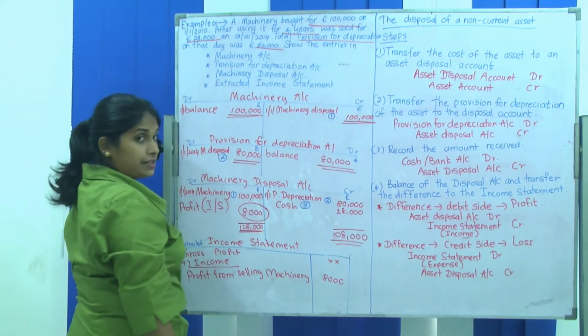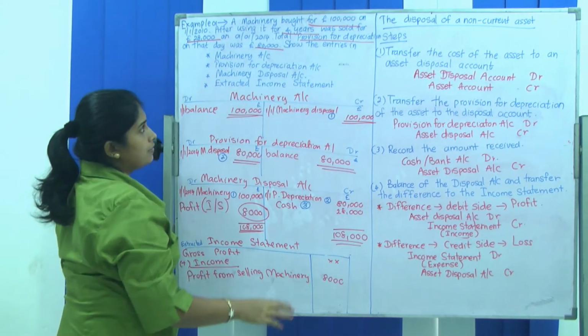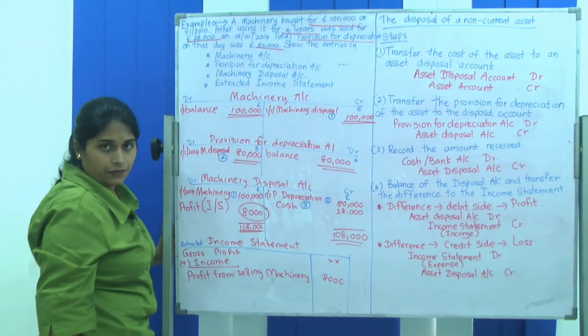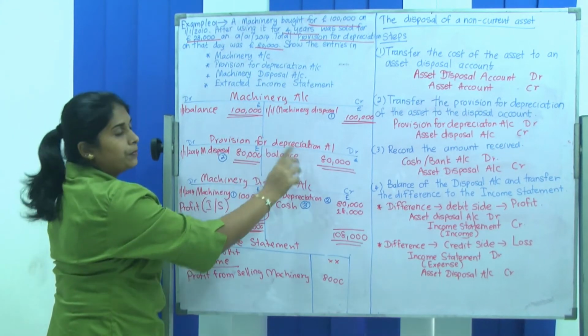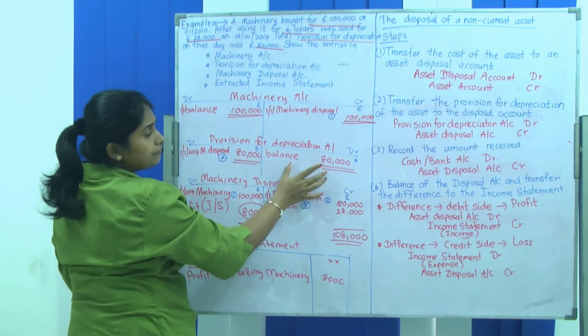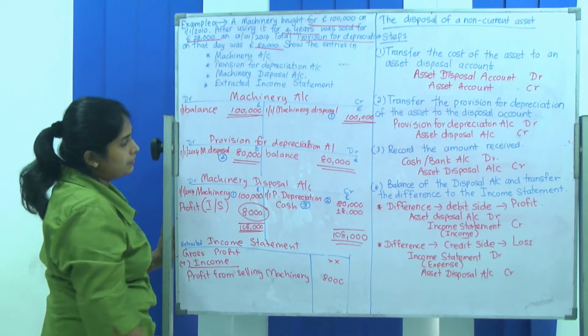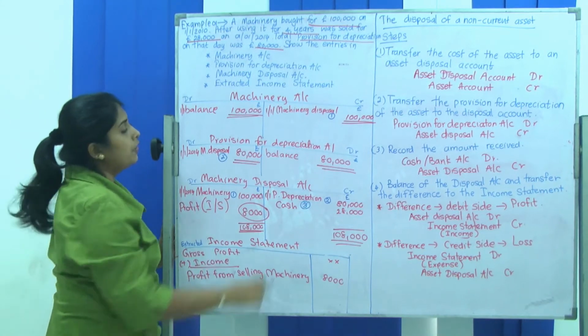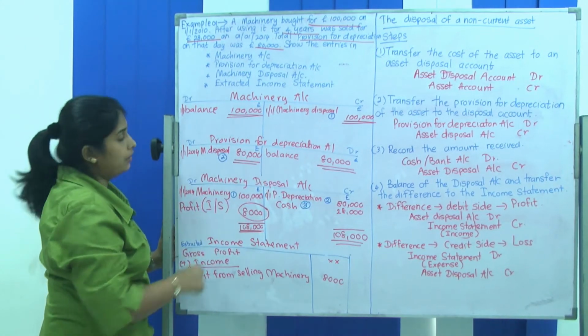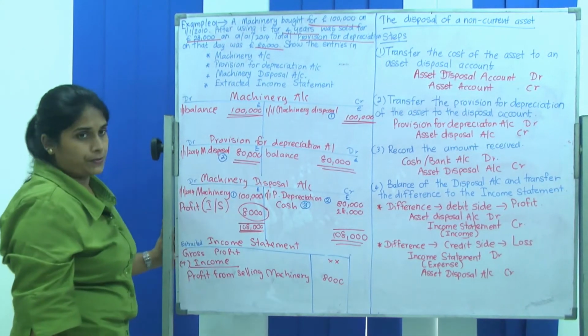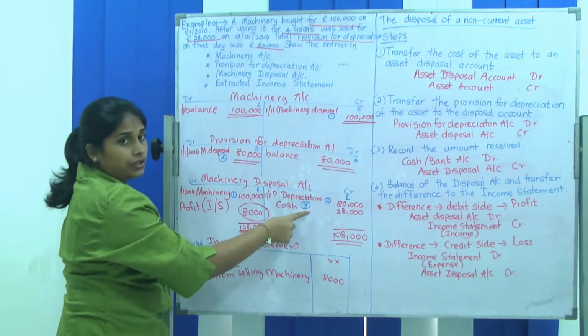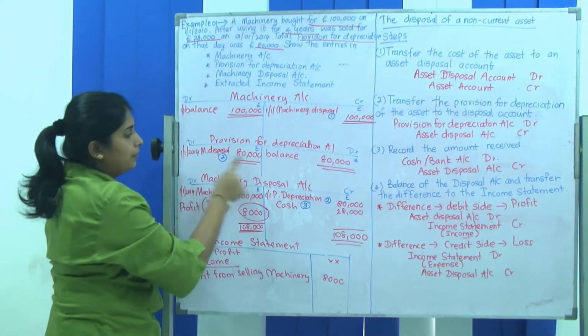Depreciation for the asset, according to this sum, is already calculated and given in total. So provision for depreciation is always on the credit side, it always has a credit balance. So to cancel that 80,000, you have to debit the provision for depreciation and you have to credit the machinery disposal account. That will be the second step.